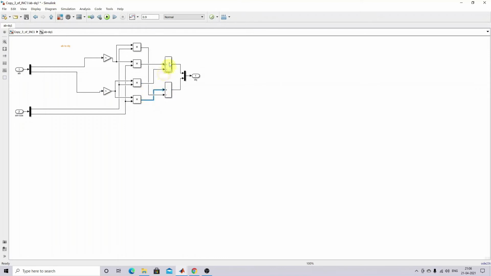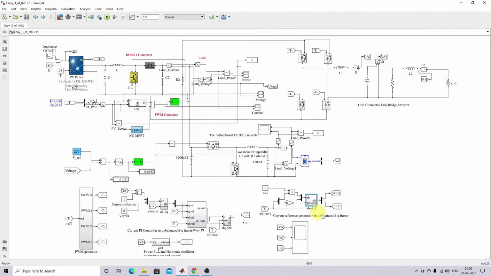right? So here we need to add in order to generate the D reference. So here we need to subtract in order to generate the Q reference. Okay. So finally we get a D reference and Q reference. Next, this D reference and Q reference will be used during the current and voltage control.